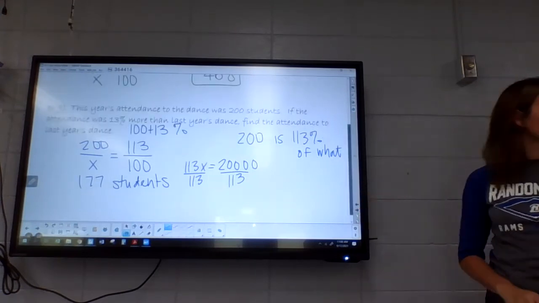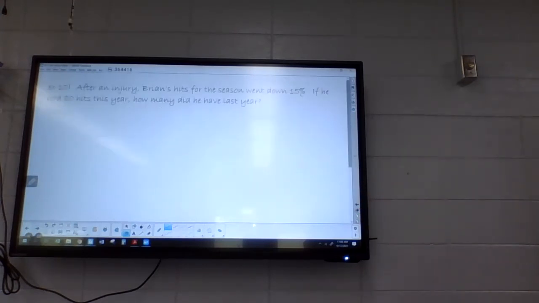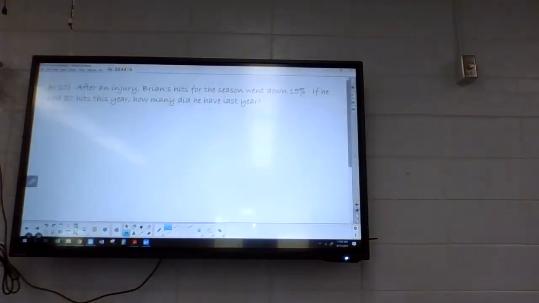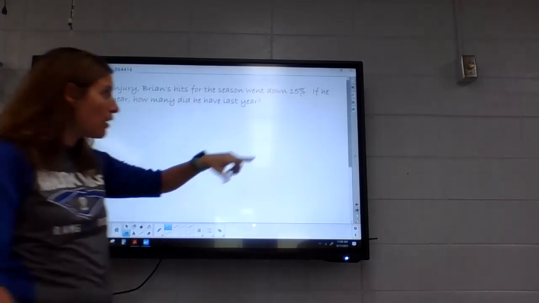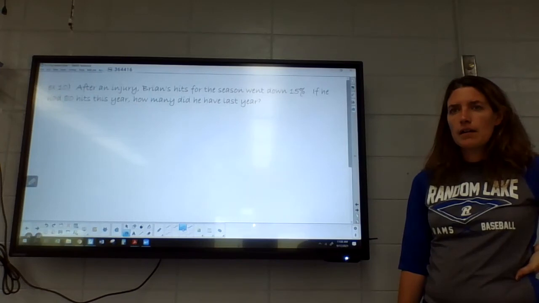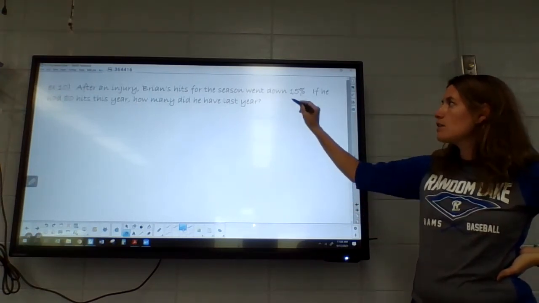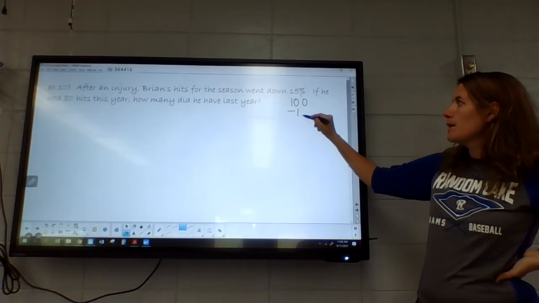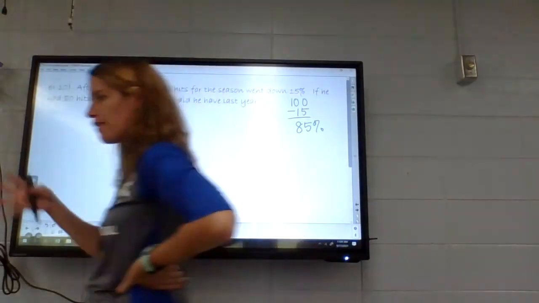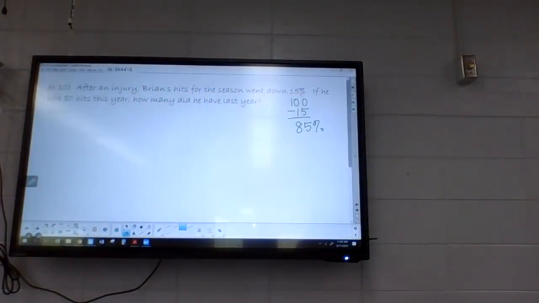And then our last one, and I'll give you guys this to take home with you. It says after an injury, Brian's hits for the season went down 15%. It's supposed to be like not just hits, like baseball hits. Sorry, I shouldn't say that. Went down 15%. If he had 80 hits this year, how many did he have last year? So they went down. So the 15%, how am I going to think about that? You subtract it from 100. So he is batting at 85% of what he did in previous years.